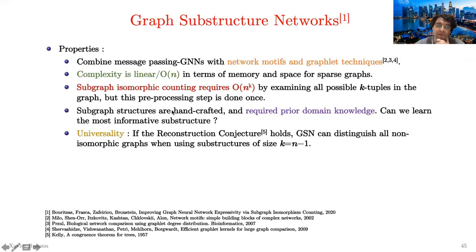So substructures like rings and cycles are hand-crafted. This kind of technique is basically a more specific technique. If you know that your data has these topological properties, and you can extract them, then you would like to use them to solve your task at hand. But basically it will require prior domain knowledge. So for some applications, this is good if you can identify the right prior. And they also have a universality result, which is not practical because it's of the order of the size of the graph, but at least you can prove that you have universality.